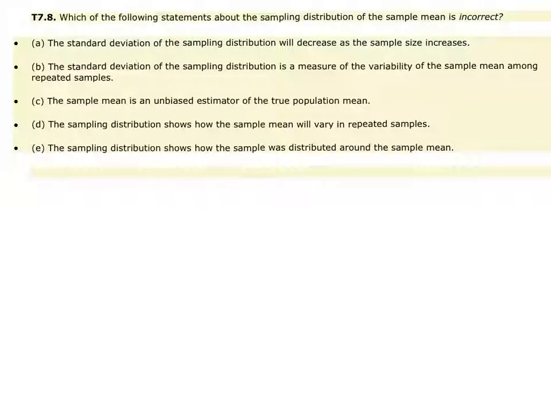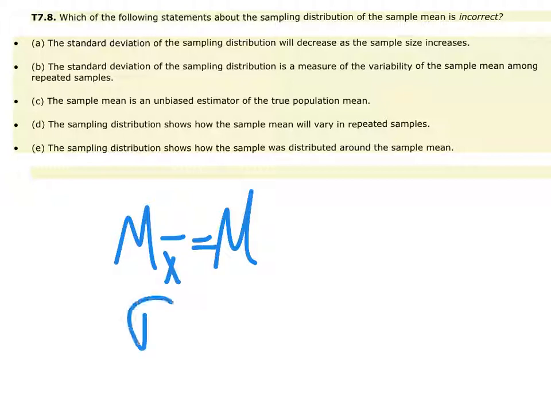Number 8, which of the following statements about the sampling distribution of the sample mean is incorrect? Now remember the sampling distribution for sample means would be our formula of mu of x bar, and we know that equals mu, and sigma of x bar, which equals sigma over the square root of n. Again, where n is our sample size, sigma here is the population standard deviation, mu is the population mean. And we're looking for which one is incorrect.